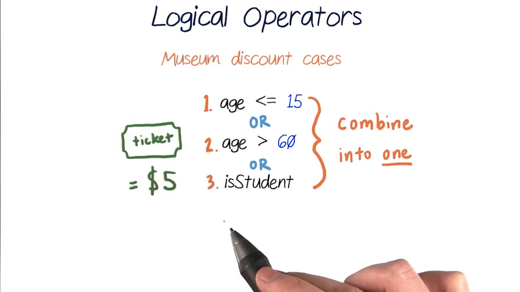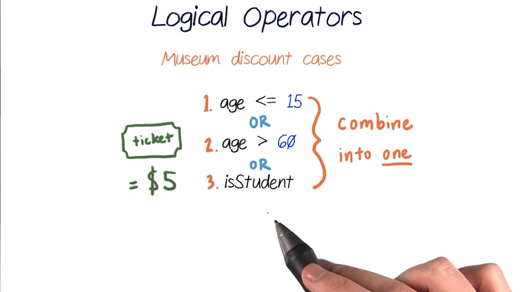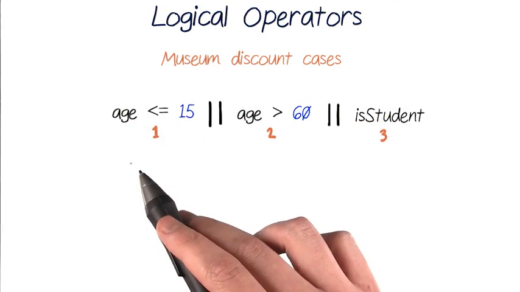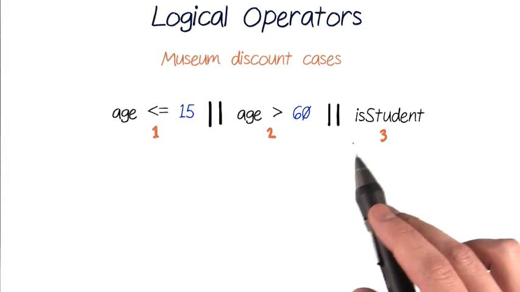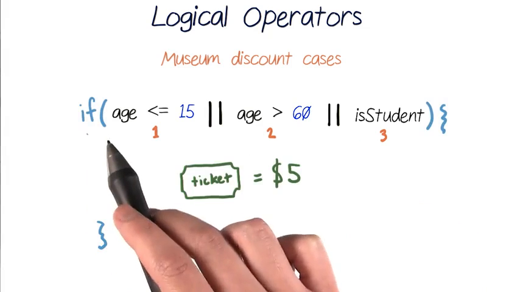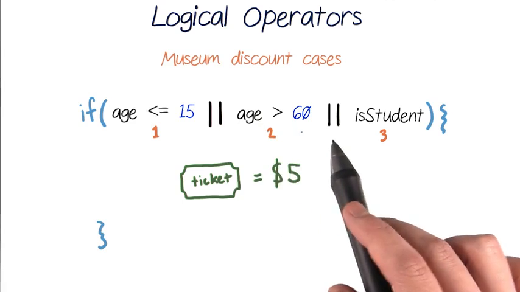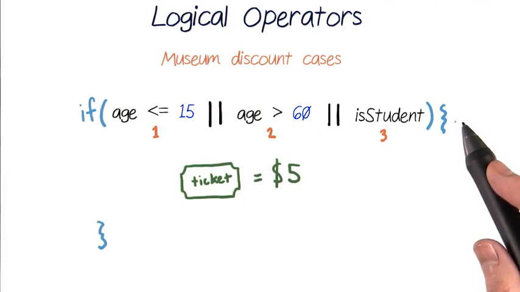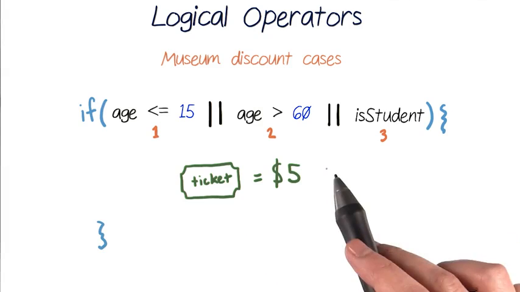And we can combine all these conditions into one big Boolean expression by using 2 OR operators. These operators will say that if a single one of the age or student conditions is met, then we can apply the discount. And in code, that looks like this. Our first OR combines our 2 age conditions, and the second combines those with our student condition. And this checks if age is less than or equal to 15, or age is greater than 60, or if someone is a student. And if any one of those 3 conditions is true, we'll enter our if block of code and set our ticket to a discount price of 5. And it's as simple as that.